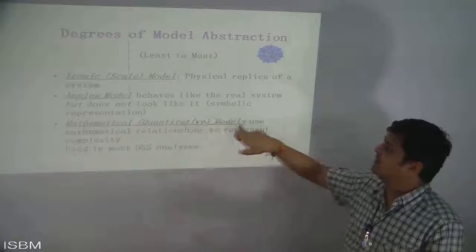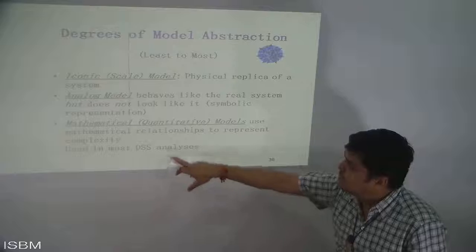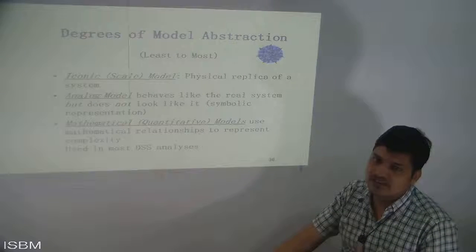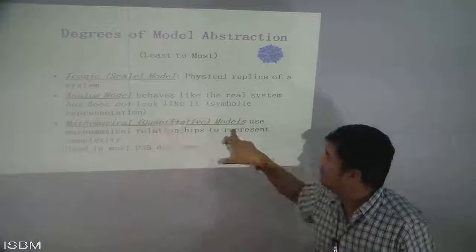Mathematical, which is a quantitative model, uses mathematical relationships to represent the complexity. It is used most in DSS analysis. DSS stands for decision support system. Then we have the mathematical quantitative model.